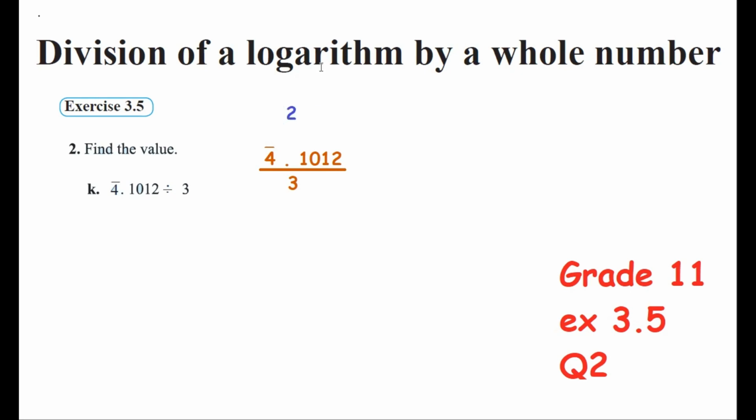Yes, when you borrow 2, you have to give -2 for this side. I hope now you are familiar with how to do this. And +2 for this side. Now the number is coming bar 6 plus 2.1012 divided by 3. Okay, let's start dividing.